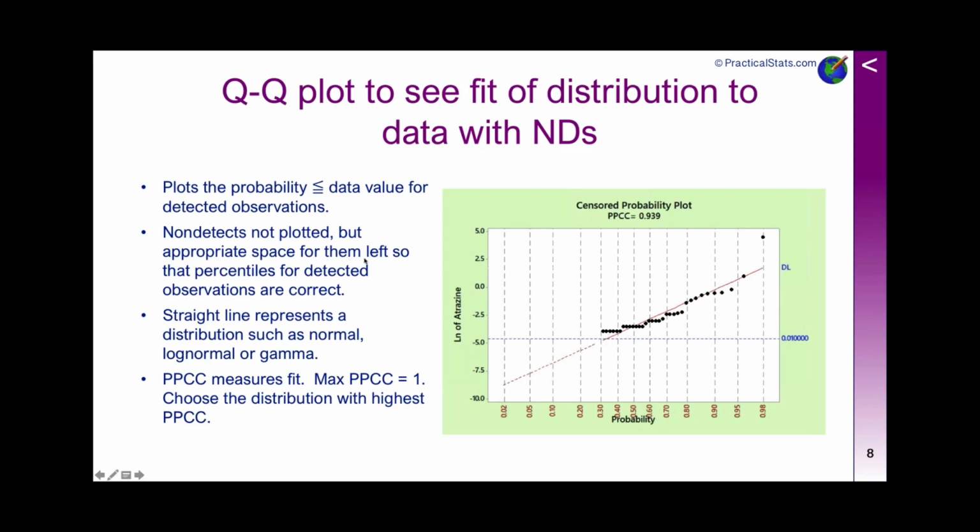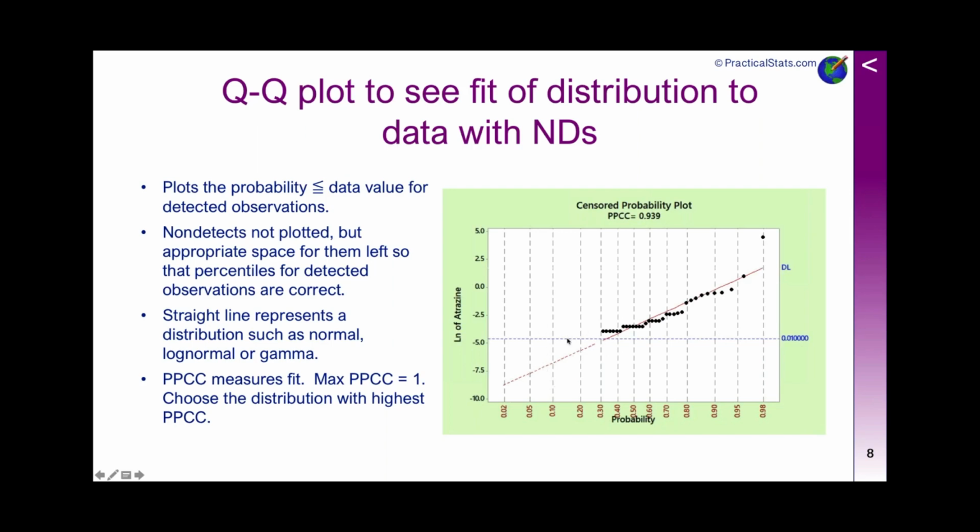And Nondetects, as you might notice, are not plotted. You notice that there's this gap on the left side here. In fact, the first 30% of the data are not plotted. This is a simple data set with one detection limit. These things work fine for multiple detection limits as well. But just for illustration purposes, with one detection limit at 0.01, we have 30% of the data that are less than 0.01. We don't know their exact values, so we don't plot them.